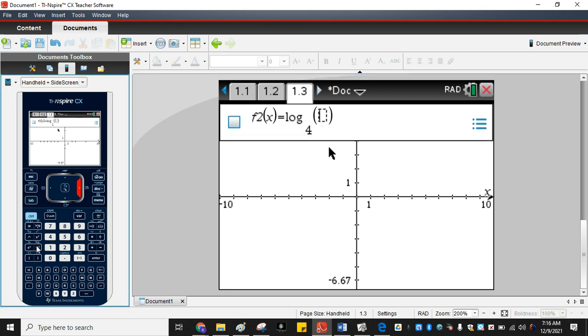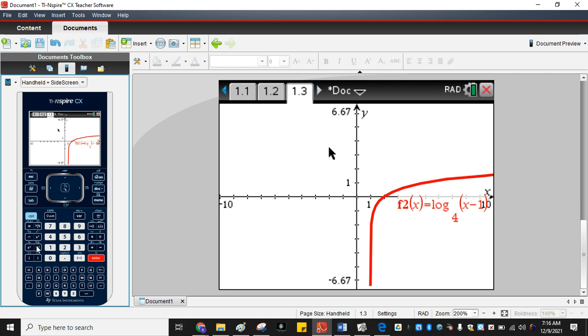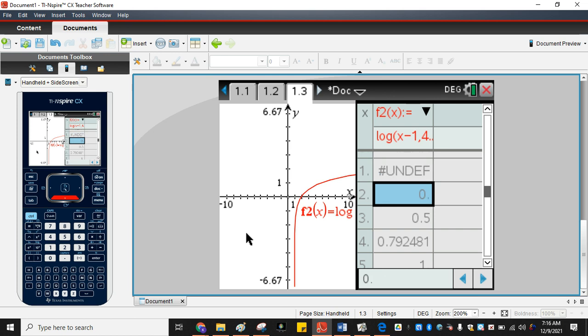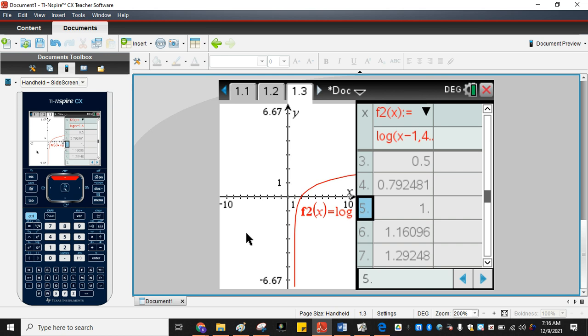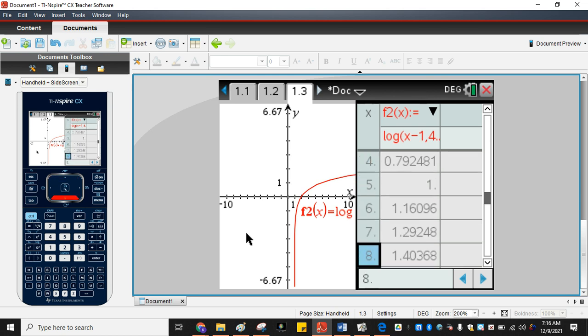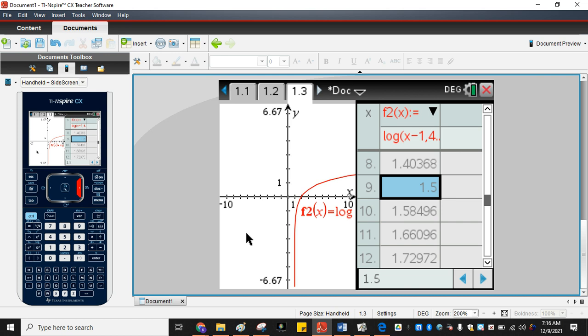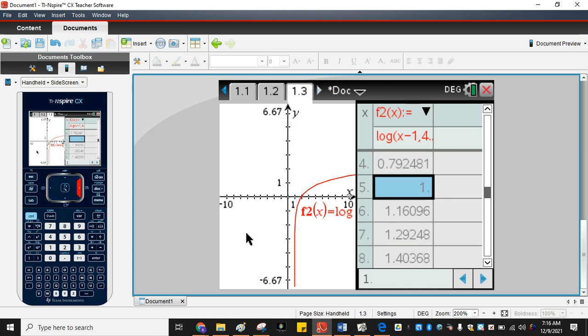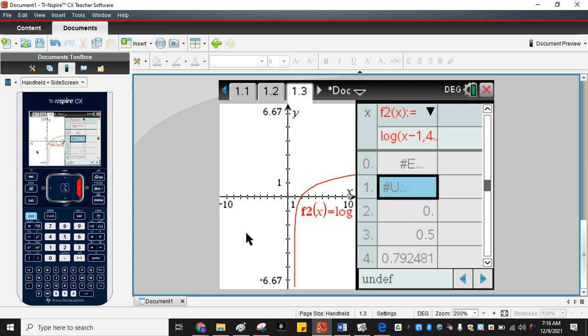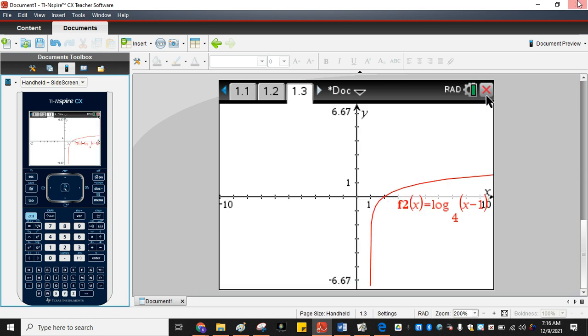Log base 4 of x minus 1. But when you look at your table, you can get like 1, 2, 3, 4, 5, so you can get those 5 points to graph. Or you can scroll and get nice points, 17, 2, but that's off the graph. 9, 1.5, 5, 1. So you don't have to get the same 5 points I have. You can just use your graphing calculator. But there you go.